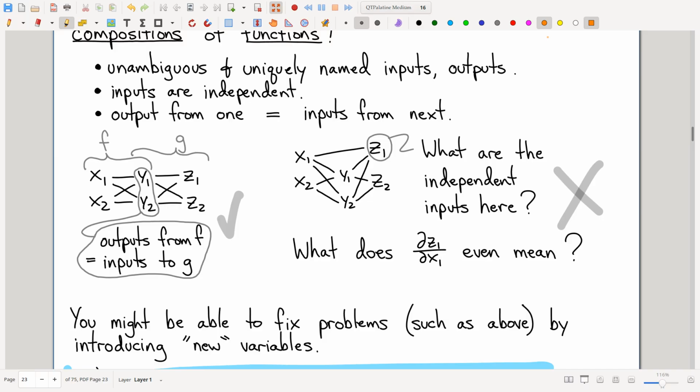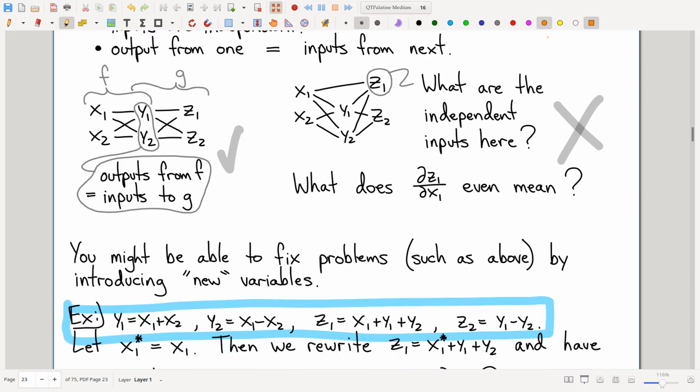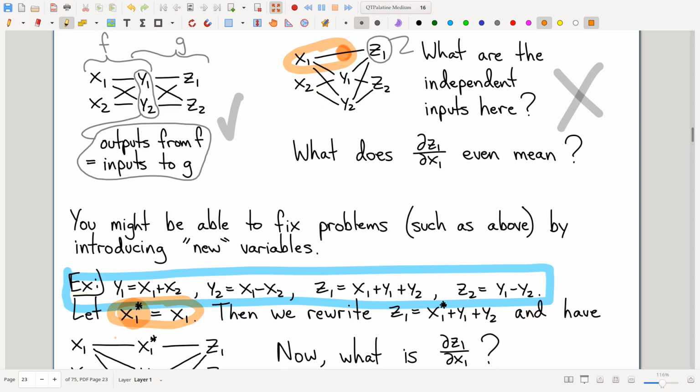Okay, all right. So what I'm going to suggest is that we introduce a new variable. I'm going to introduce a new variable right there. That new variable, I'm going to call it x1 star. It is just a copy of x1. That's all it is. The formula for this new variable, this new x1 star, is just x1. It's literally x1. So I haven't really done anything.